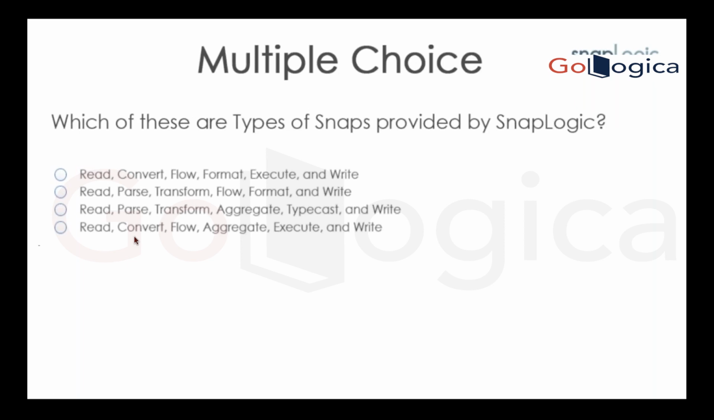Next, which of these are the types of snaps we talked about? Which are the valid snap types? The second one. Read, Parse, Transform, Flow, Format, exactly, the second one, right?